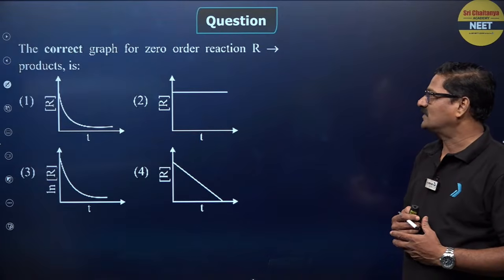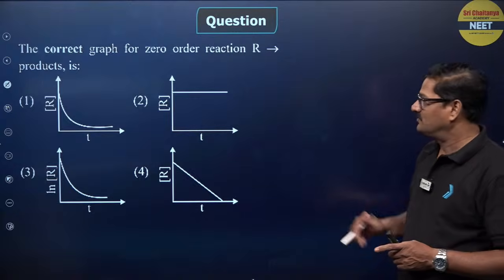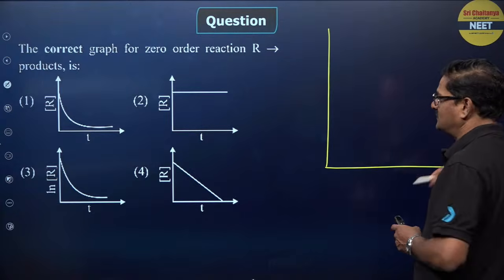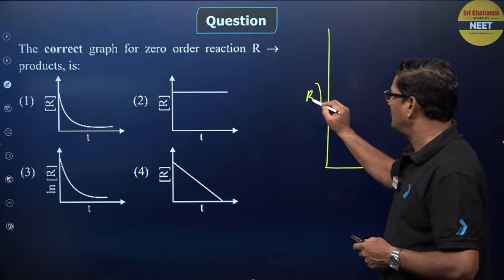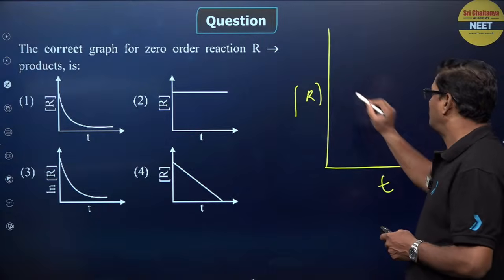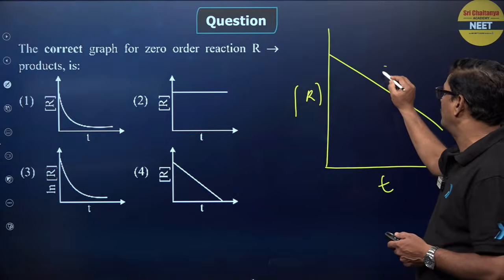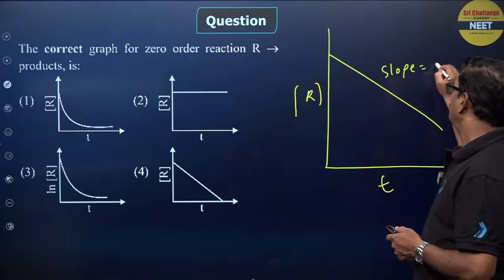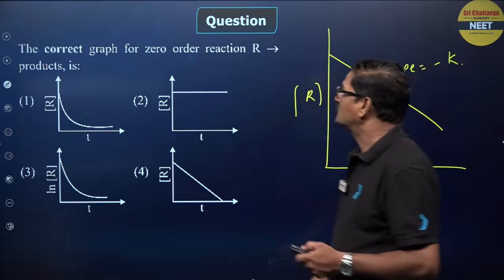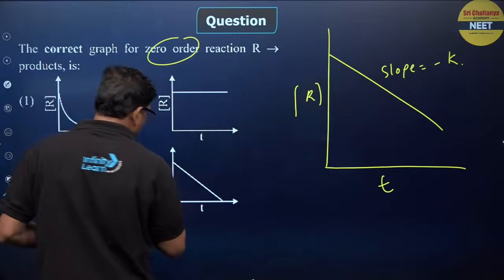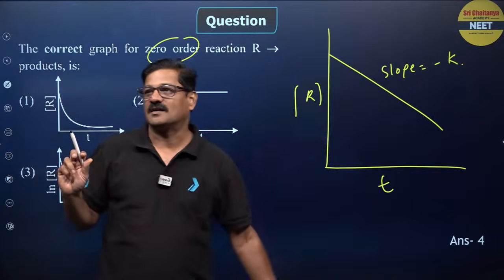The correct graph for the zero order reaction. When zero order reaction is taken, the concentration of the reactant with respect to time is going to give a slope of negative k. It is going to be a zero order. My option is going to be 4 is the correct answer.